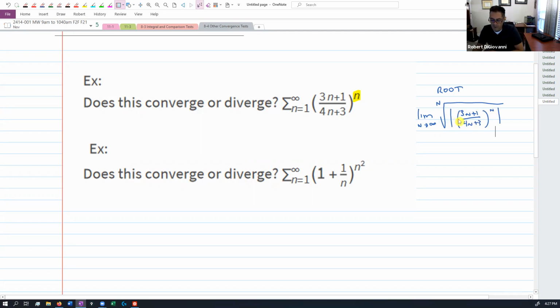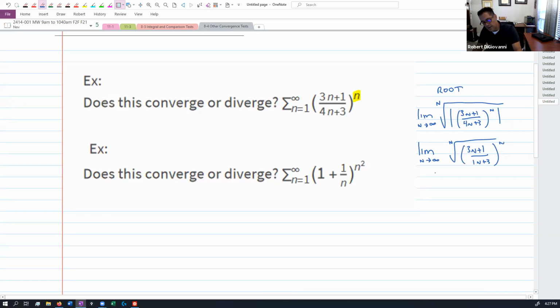Okay, now the absolute value of this, the absolute value doesn't matter because we know this is positive. This is all positive and this is positive power. So we don't really need to consider the absolute value. So we really just want the nth root of 3n plus 1 over 4n plus 3 to the n.